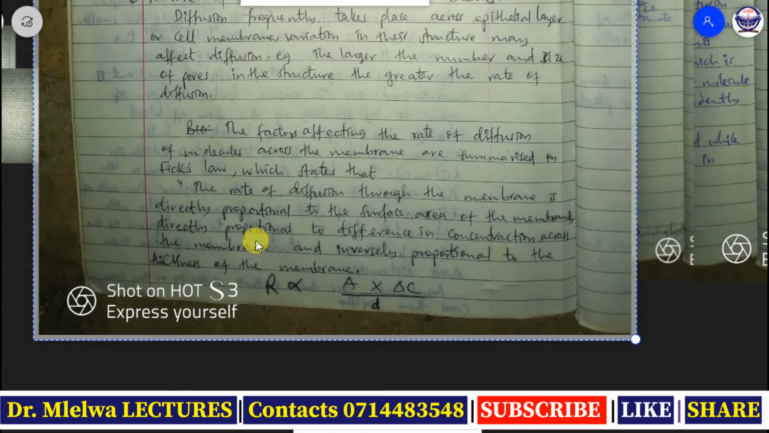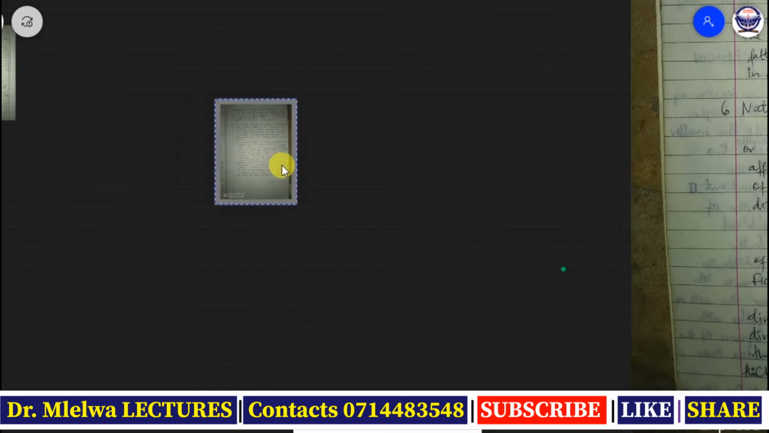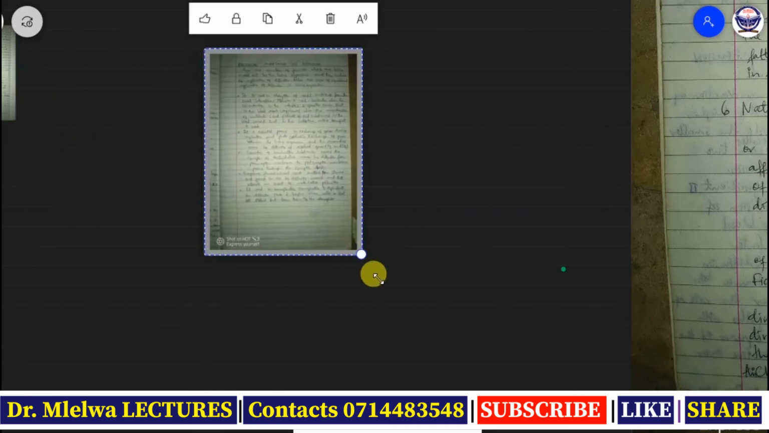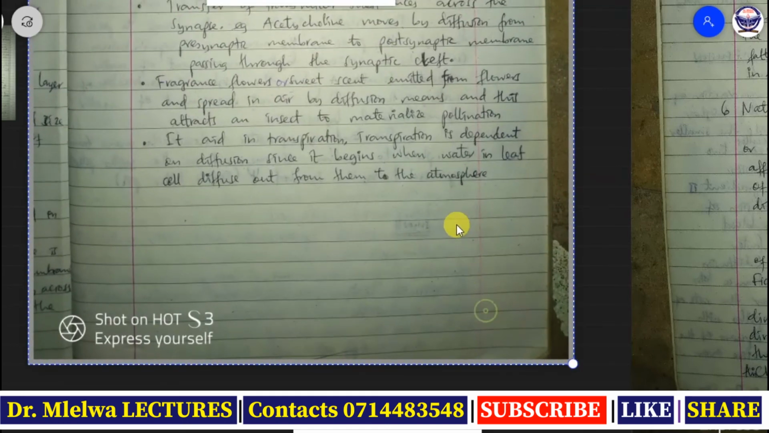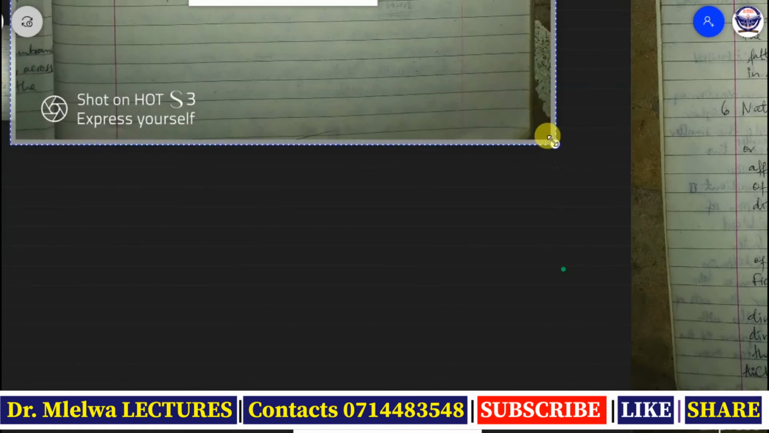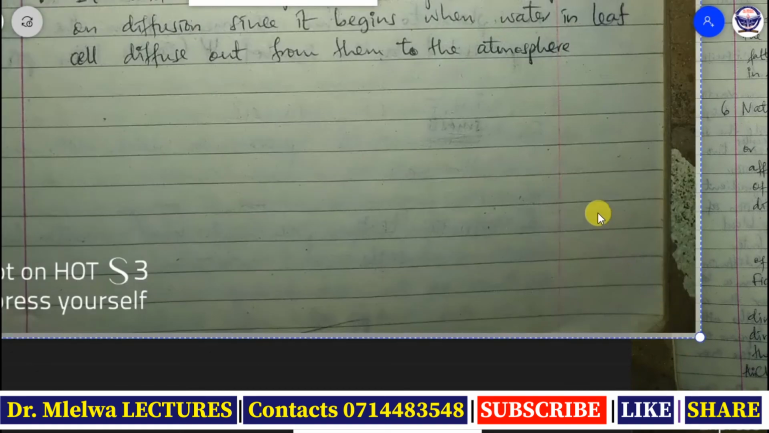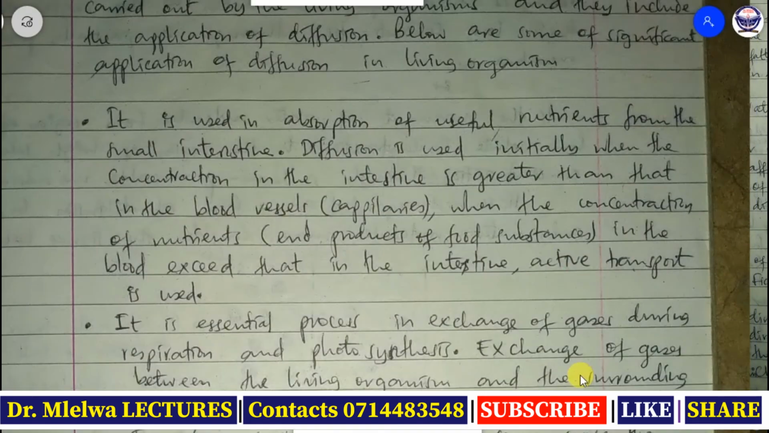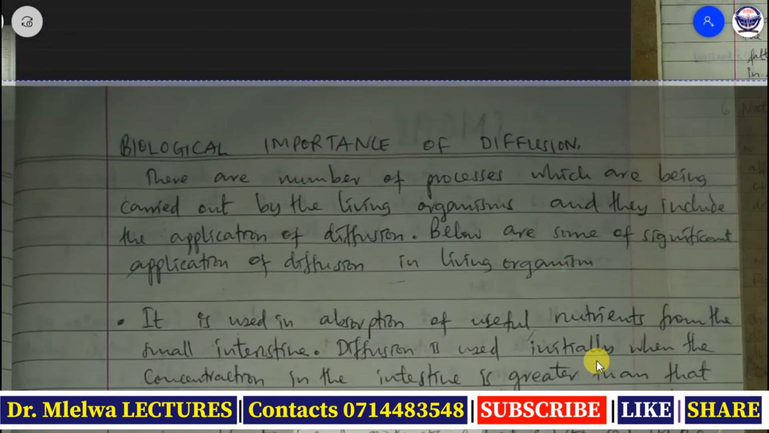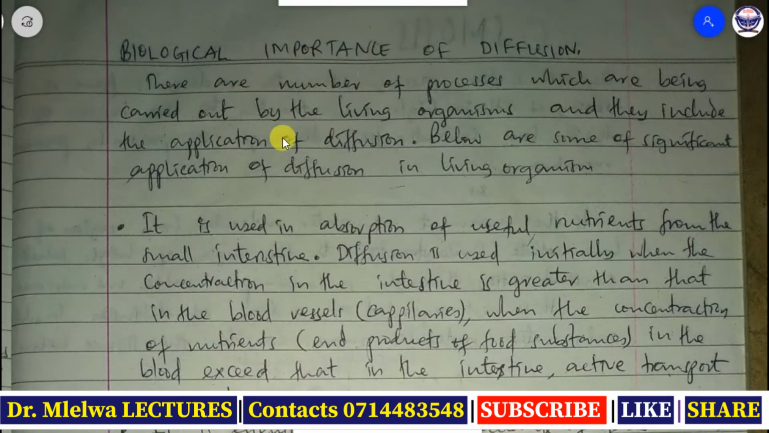Now let's see the biological importance of diffusion. Why is diffusion important in the body? Because every kind of movement is important in the body. If any movement were not important, the cell could not perform it because it would have no advantage. So every kind of movement is important because it ensures different processes in the body take place. There are a number of processes carried out by living organisms, and they include the application of diffusion.